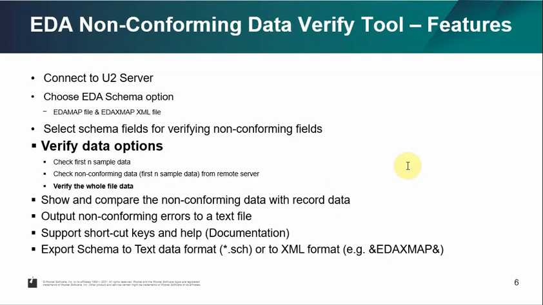So how can you check non-conforming data? You need to have a Universe or Unidata file, and you also need to use the EDA schema manager to create a schema that maps your data to see what is non-conforming. For this tool, I also have an import-export tool. It has a special format called .sch format, and it can also convert to XML format.